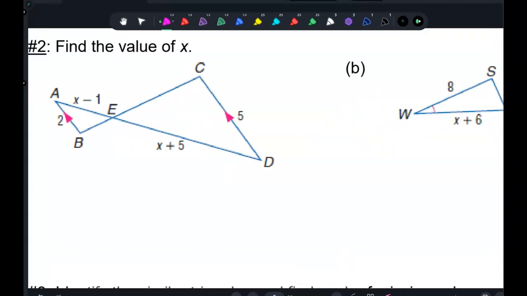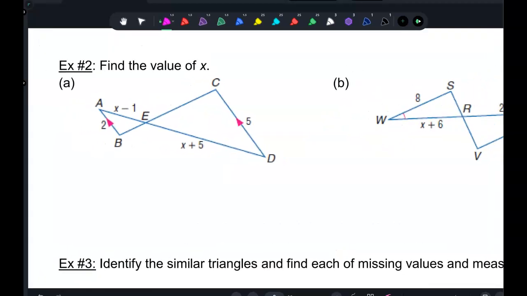Example number 2, find the value of x. Since these two triangles are similar, we have parallel lines, so these pairs of angles are going to be congruent. By angle-angle similarity, I can see 2 corresponds to 5, the same way as x minus 1 compares to x plus 5.